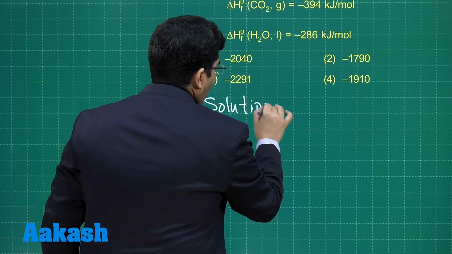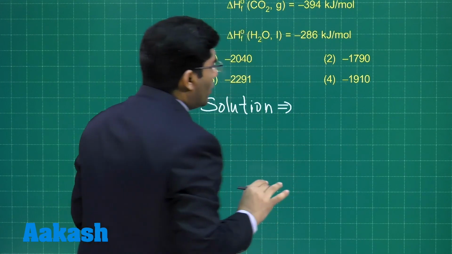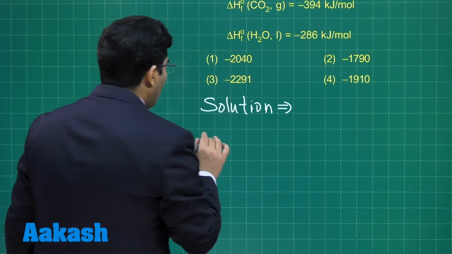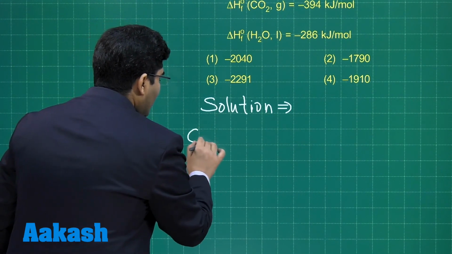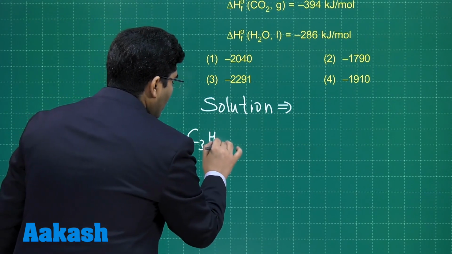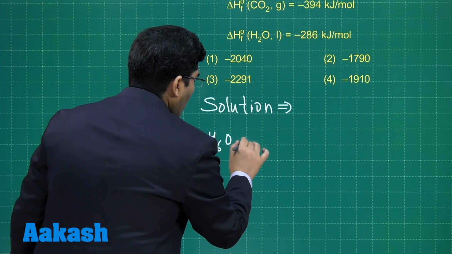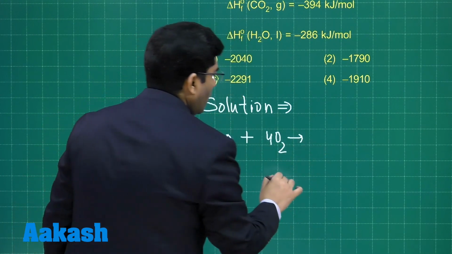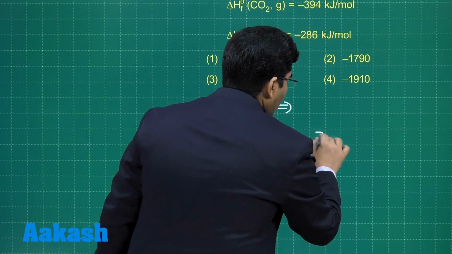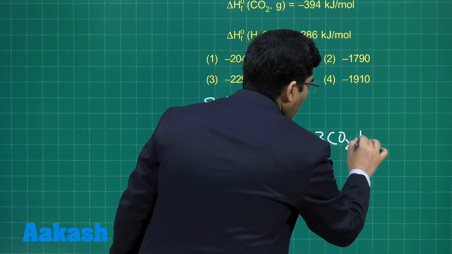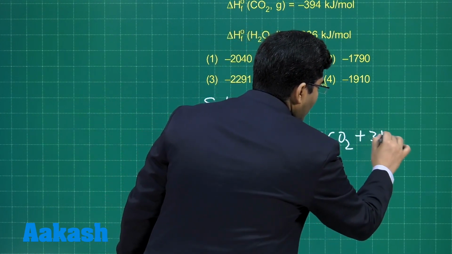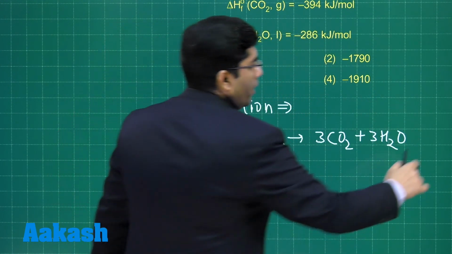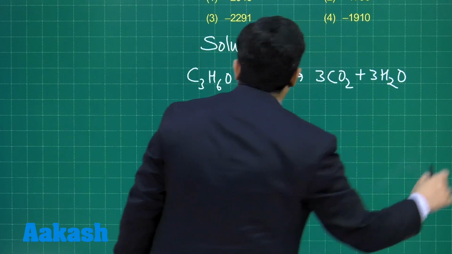Now, to solve this question, first we have to write down the chemical equation. So, for the oxidation of acetone, that is C3H6O plus 4O2, that gives thrice CO2 plus thrice H2O, right. Now, we have to apply the formula.